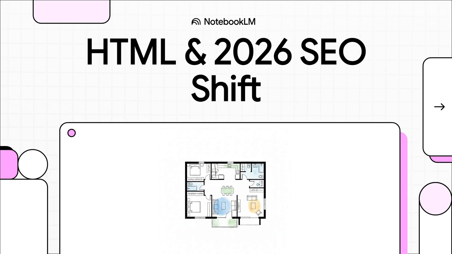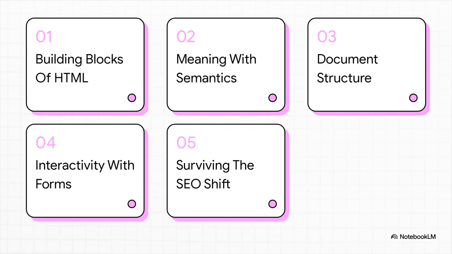But here's the fascinating part. As search engines and artificial intelligence rapidly evolve, the underlying meaning of that text has absolutely never been more vital. Okay, let's just dive right into this. Here is our architectural blueprint for today.